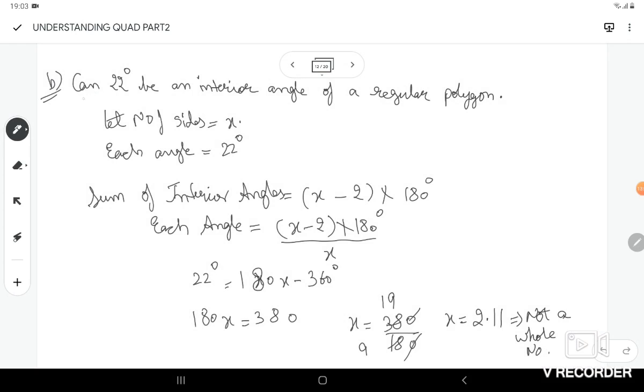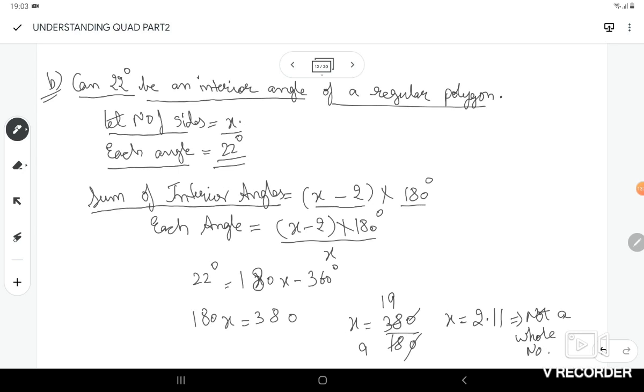Now the second part says, can 22 degree be an interior angle of a regular polygon? So here we would have to let the number of sides be x, and each angle is given as 22 degree. So we know how we find the sum of interior angles. Sum of interior angles is nothing but (x minus 2) into 180 degree, where x is the number of sides of a regular polygon.